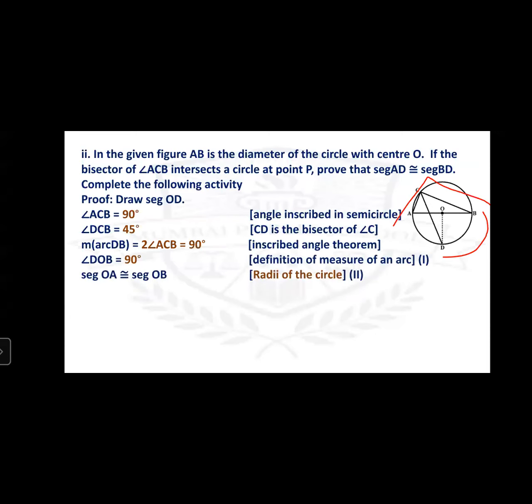And seg OA and OB, OA and OB are the radii of the circle. So in the fifth box, we write the radii of the circle. And therefore, line OD is the perpendicular bisector of AB. Why do we write this? Because OA and OB are equal, so it divides into two equal parts. So we write here, it is a perpendicular bisector of seg AB. Therefore, seg AD and seg BD are congruent.